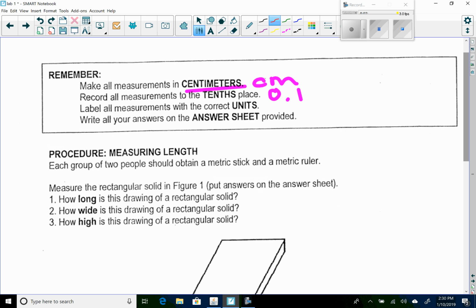Things to remember. Make all measurements in centimeters. Record all measurements to the tenths place. Label all measurements with the correct units. Write all your answers on the answer sheet provided. Procedure for measuring length. Each group of 2 people should obtain a metric stick and a metric ruler.